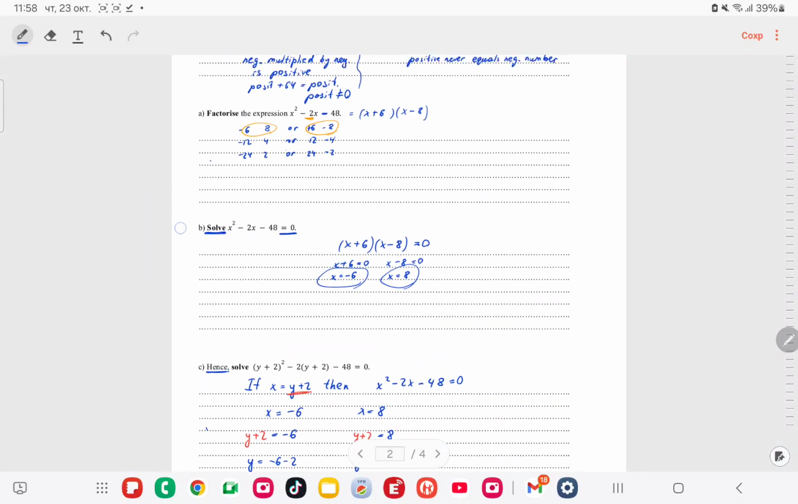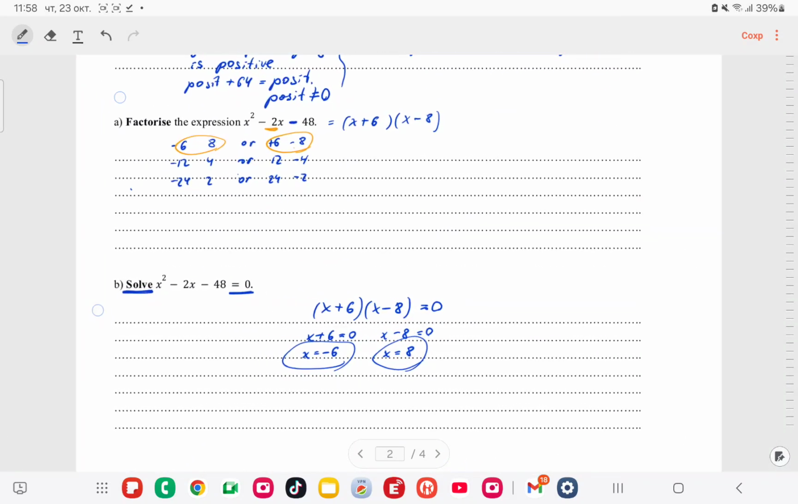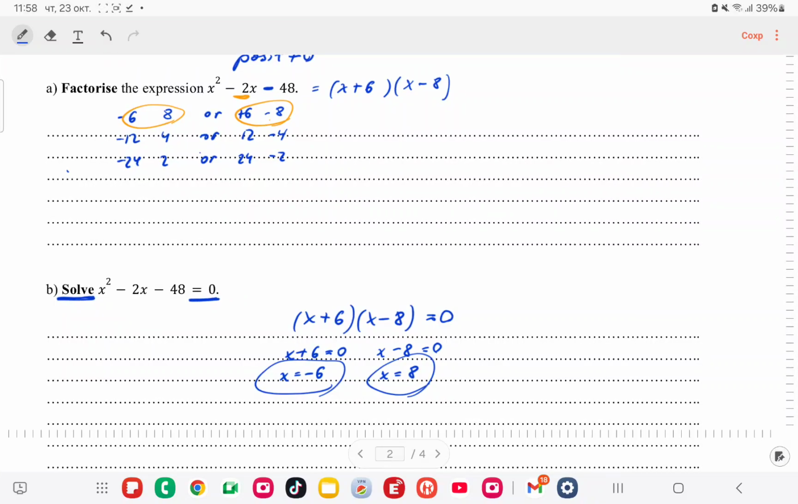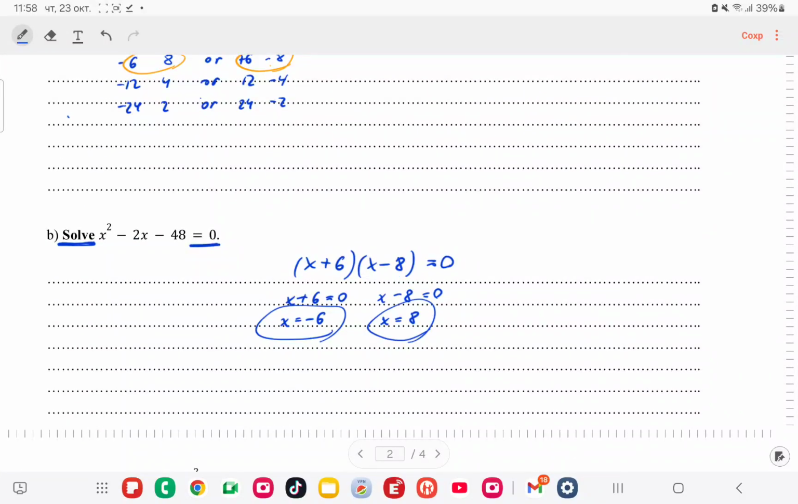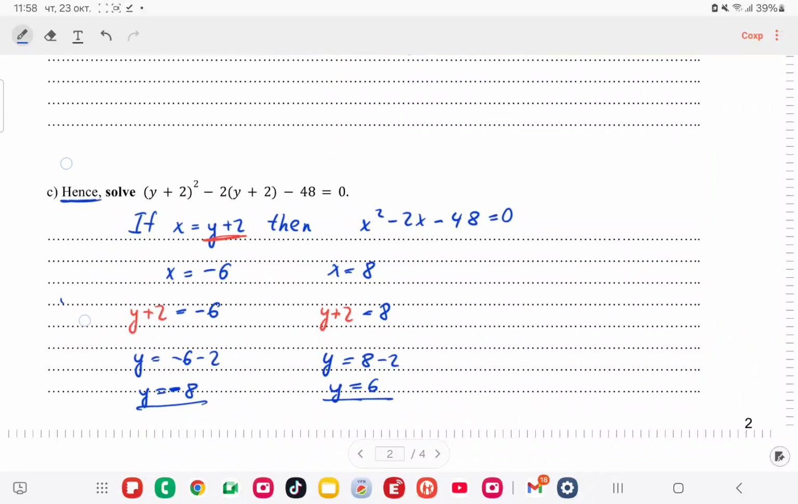Okay, it was a question about the quadratic trinomial, a quadratic expression. We first factorize, and after that equate it to 0, solve the equation by factorizing, and then substitute.